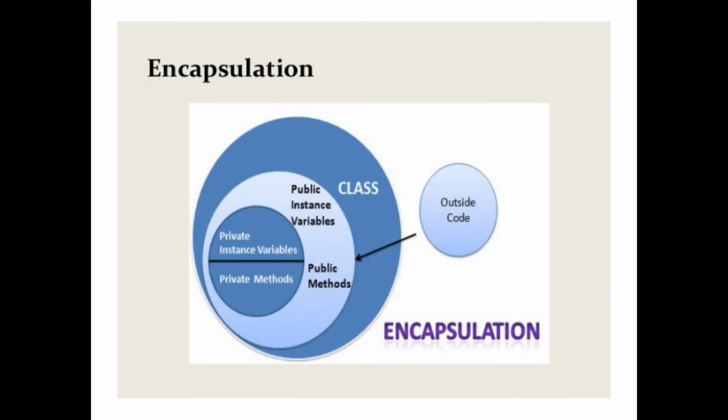Here I am showing a figure of an example of encapsulation. The inner circle contains the data and methods that are private, the outer circle is data and functions that are public, and the outermost area of the circle is the class, that is the code.